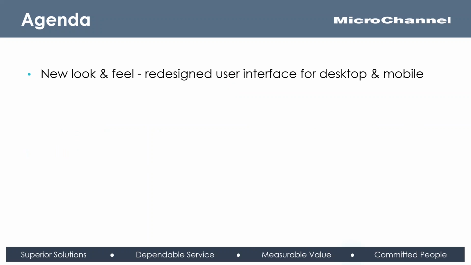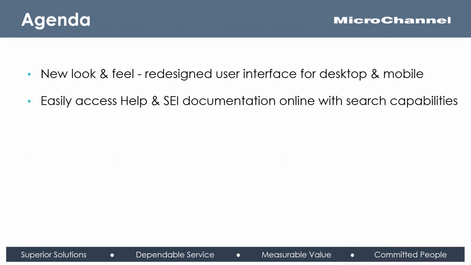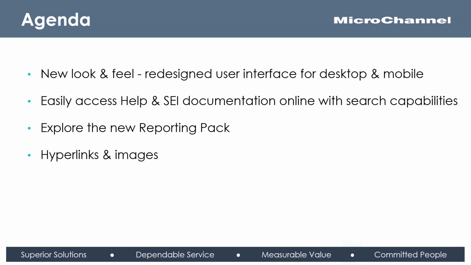I will also showcase how easy it is to find the help functions and some of the SEI documentation that's available. We will also explore the new reporting pack that came out with the release of version 9. And we will also look at new functionality that's been added to manage images inside the product, especially related to our enterprise product Sage X3.